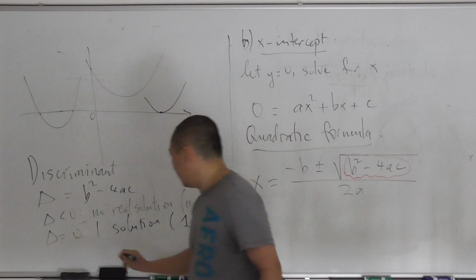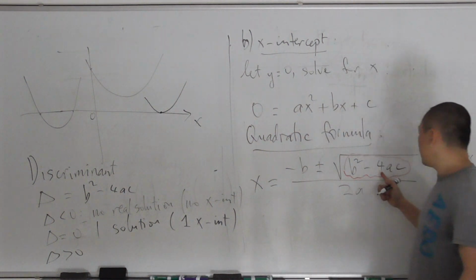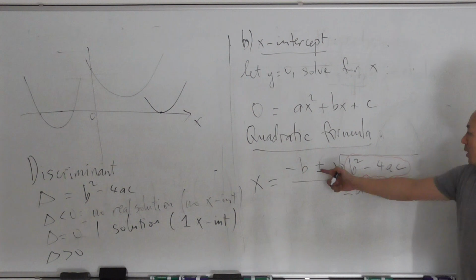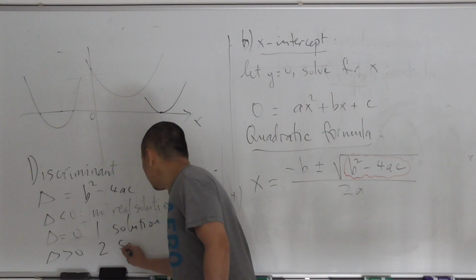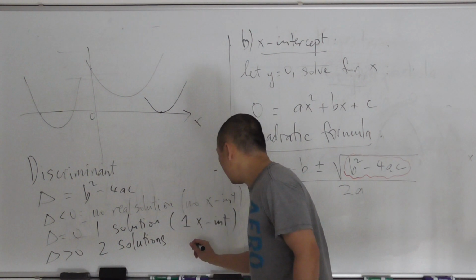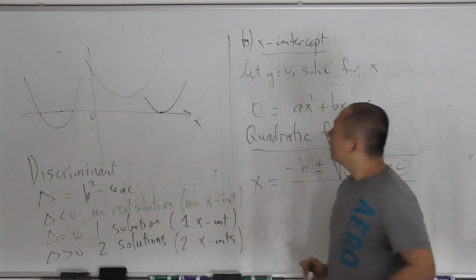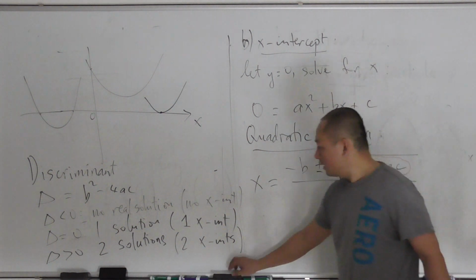Okay? And then the last case, if delta is a positive number. So you have the square root of a positive number, say the square root of 9 is 3, and then plus or minus, which is going to give you two solutions. So 2 solutions. And that means you are going to have 2 x-intercepts. Okay? Those are the basic properties of the quadratic function.